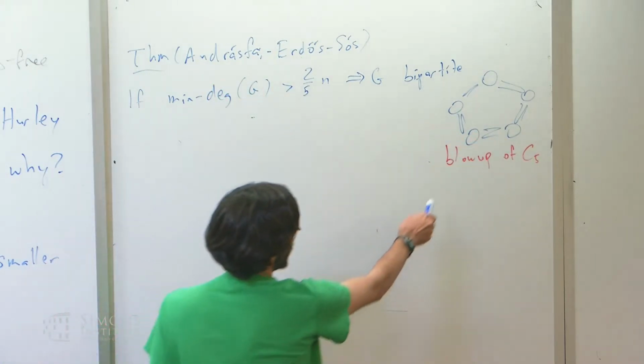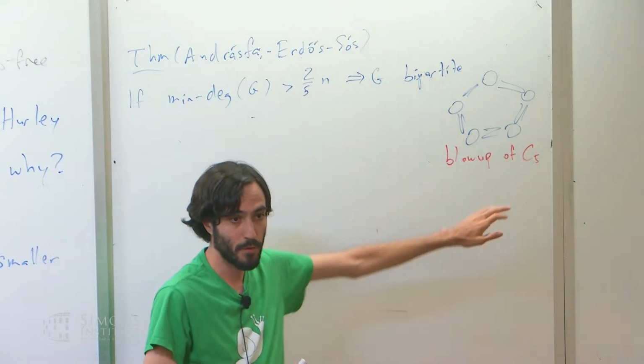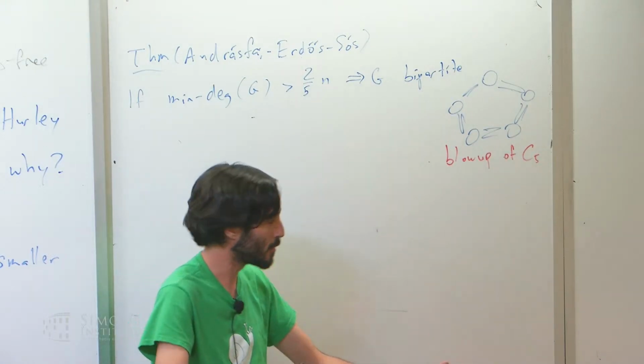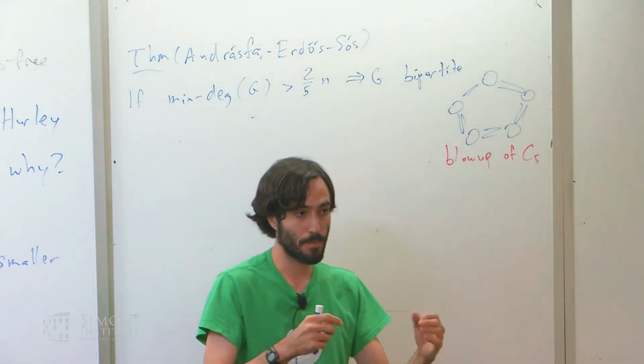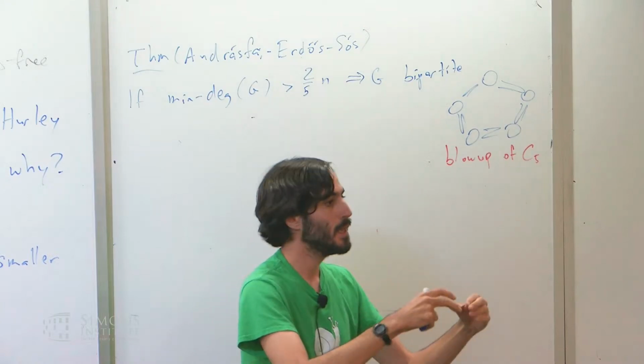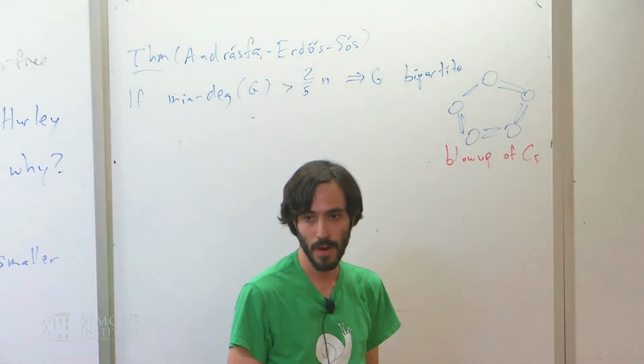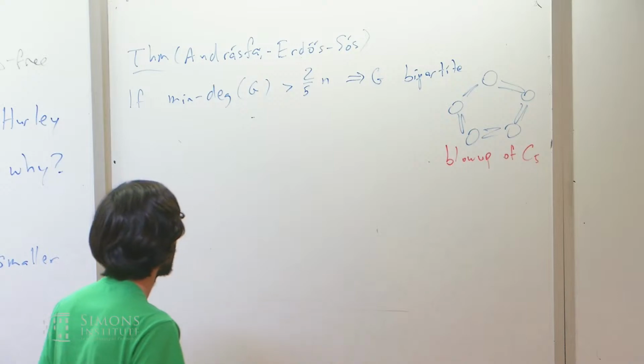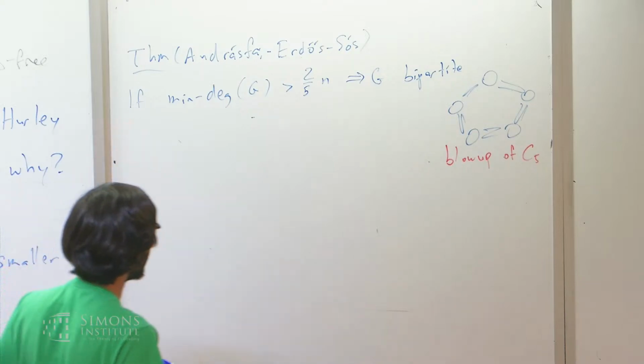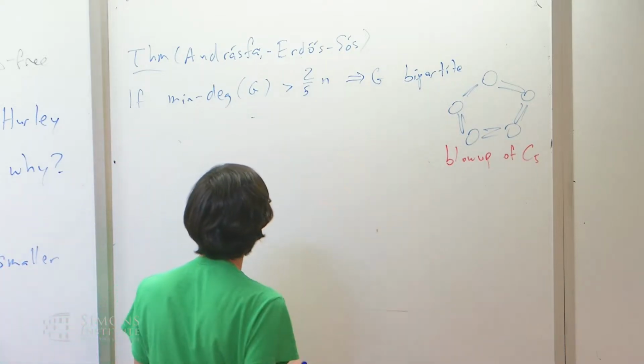And I wanted to write this. Blowup always means this. Whenever I say blowup, I mean you take whatever graph, in this case C5, you replace every vertex by an independent set, and you replace every edge by a complete bipartite graph, and you don't put anything else. So this is one nice theorem, and as I'm saying here, it's tight.